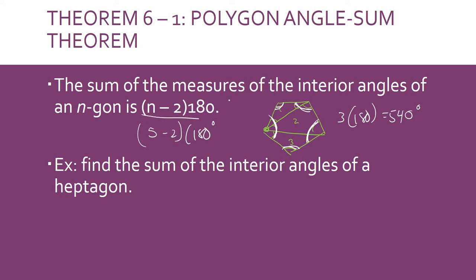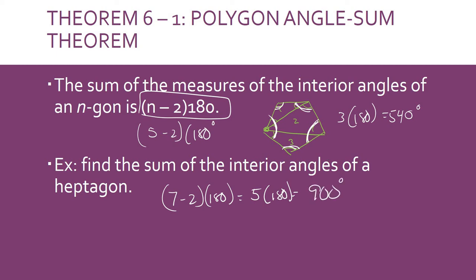So using the formula, find the sum of the interior angles of a heptagon. A heptagon has 7 sides. So 7 minus 2 times 180 equals 5 times 180, which is 900 degrees. Okay?